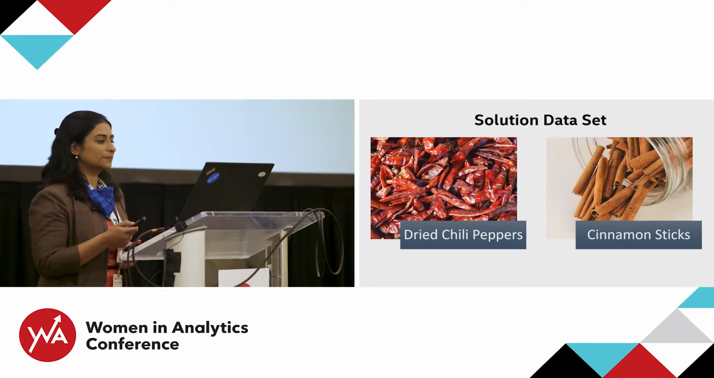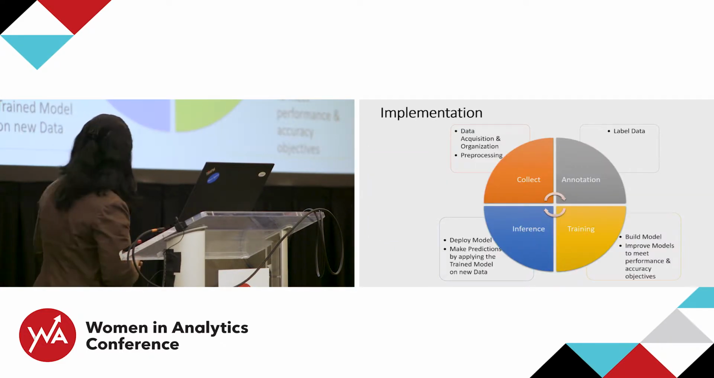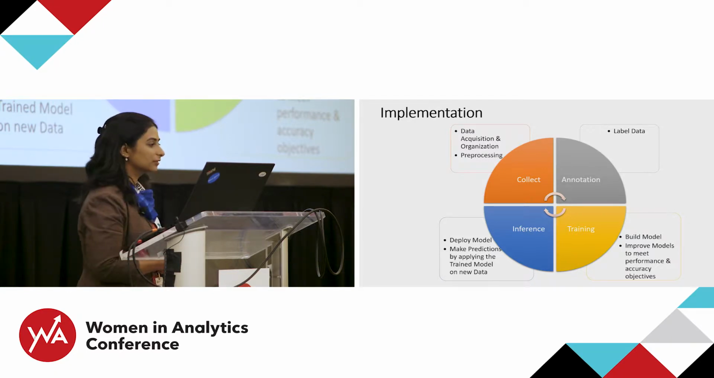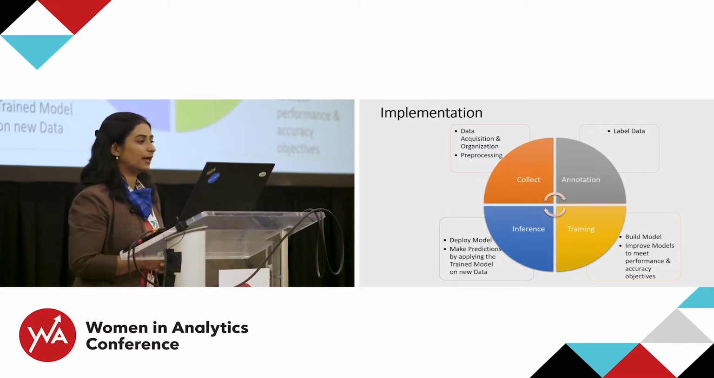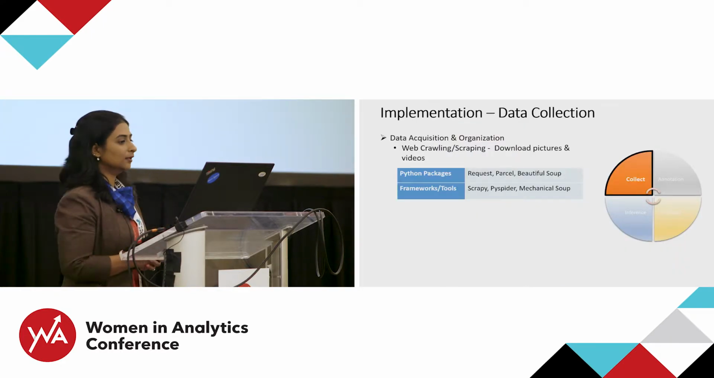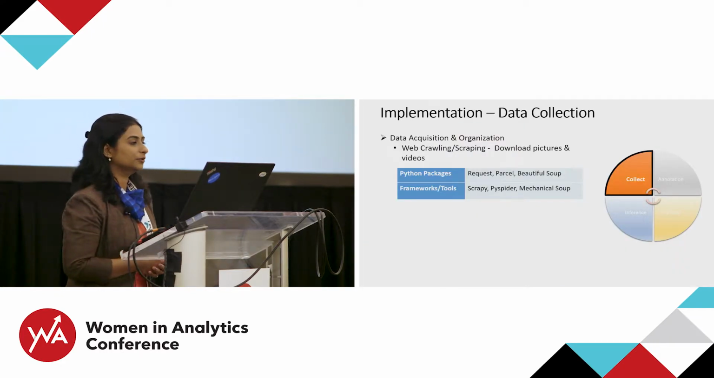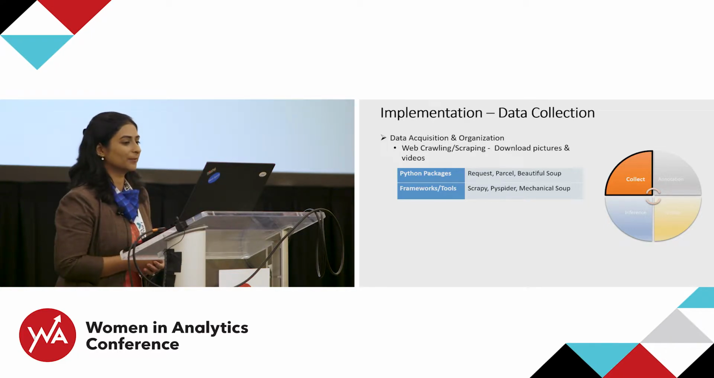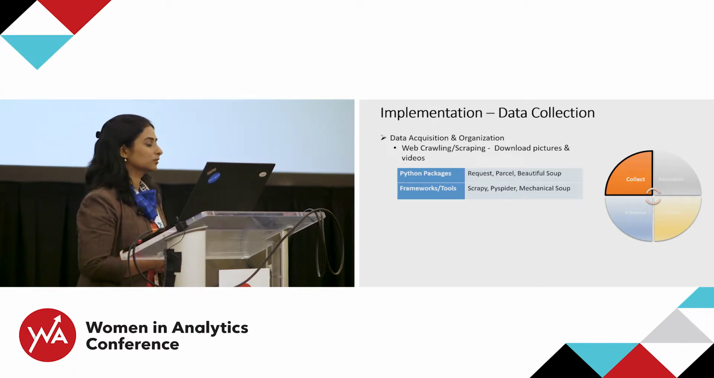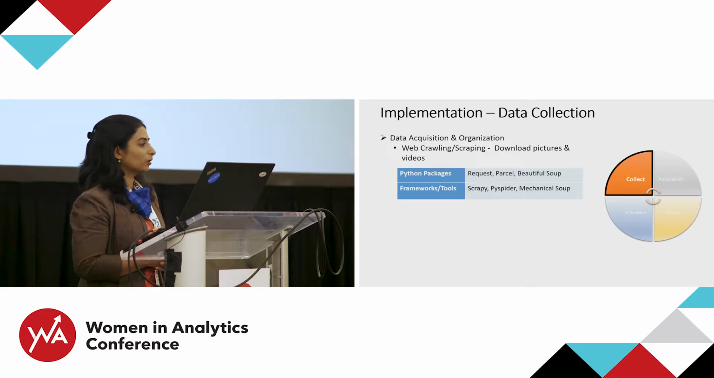So what are the steps involved in developing a solution like this? There are 4 main steps: first is data collection, then data annotation, then training, and then inference. The first step is data collection, where you acquire the data and then prepare it appropriately. I'm assuming most people here are data scientists or data analysts who know what web crawlers or scrapers are. Web crawling uses internet bots that go through the web and collect or extract useful information, and scraping is the process of extracting useful information from a given web page.